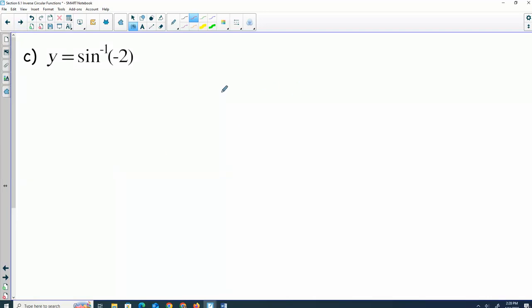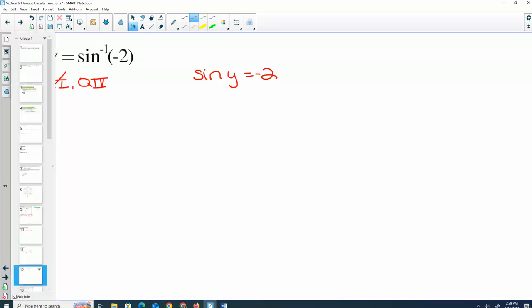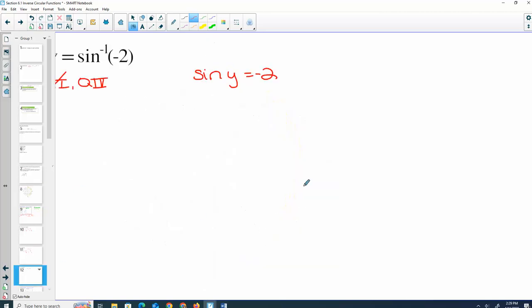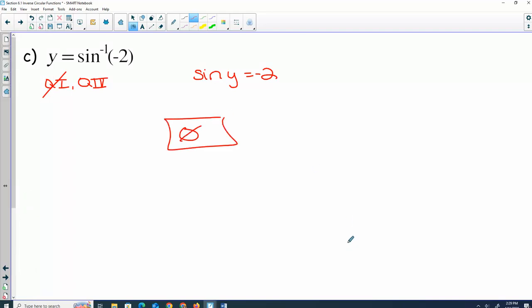So if I look at this, if I wanted to write this without the inverse, it just means sine of y equals -2. You know sine inverse could only be in quadrant 1 or 4, and it's a negative, so it's quadrant 4. I am asking you to find the angle when sine is -2. Look at your unit circle. Sine is the y. When is y -2? Never, because sine can only equal things between -1 and +1. So what would I write? No solution. There isn't a case.